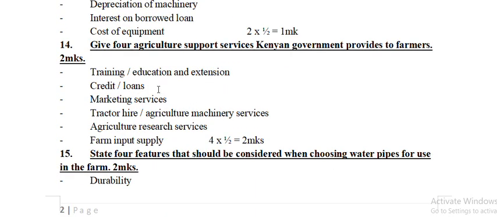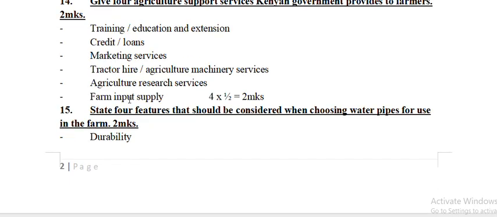Question 14, give 4 agriculture support services the Kenyan government provides to farmers. Number 1 is training or education and extension, then provision of credit and loans, then marketing services. We also have tractor hire or agriculture machinery services. Then we also have agriculture research services. Then we have farm input supply.